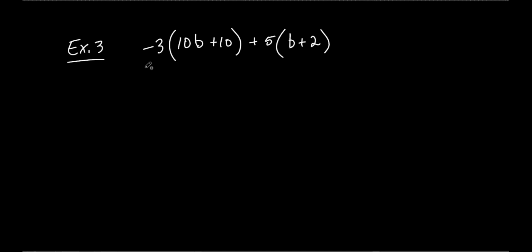All right, here we go. So it's negative 3, then a parentheses, 10b, that's a b, not a 6. So 10b plus 10, and then this is plus 5, parentheses, b plus 2. Okay? Yes?